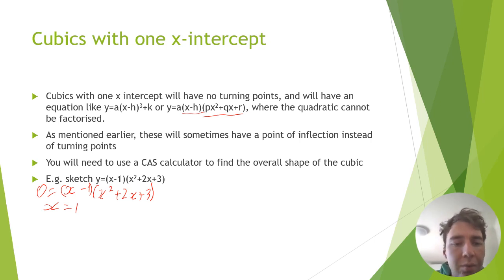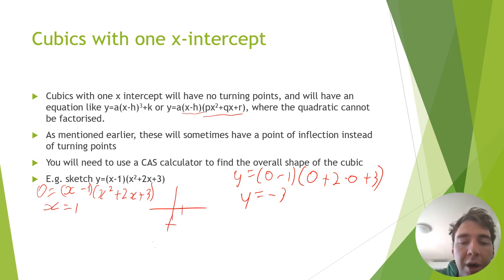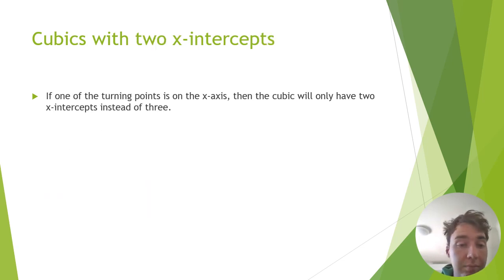We should probably find any y-intercepts as well. Y-intercepts are good too. So for y-intercepts we make x equals 0. So y equals (0 minus 1) times (0 plus 2 times 0 plus 3). So we get y is negative 3. And so we can start to put something together. We've got this x-intercept at 1, this y-intercept at negative 3, and we might get something like this. If you want to double check that, use the CAS calculator to sketch it. That is by far the best way to do that.